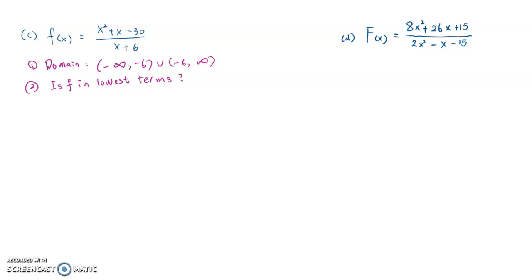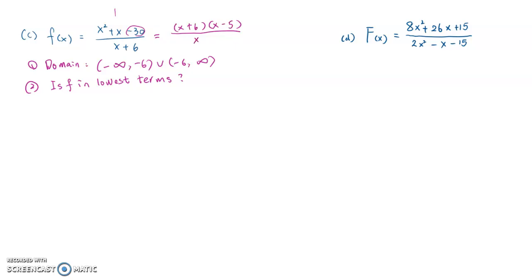Now let's see, second, is f in lowest terms? How do we find out if f is in lowest terms? We have to factor function f, especially the top part. It looks like it could be factored. Since the leading coefficient is 1, if it is factorable, it will be in this form. We need two numbers that multiply to -30 and add up to +1. So it will be +6 and -5.